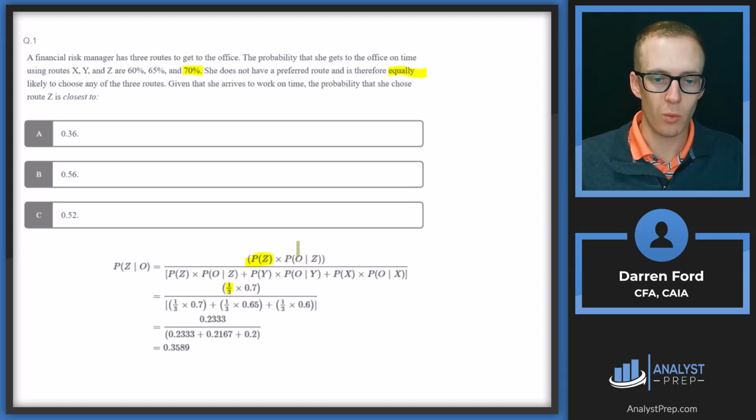And then in the denominator, we're going to be dividing this by all 3 of the different outcomes. So we're going to take that first outcome, probability of Z, times the probability of getting there on time using route Z, 70%. And then we're going to do the same thing for these other 2 routes. So it's going to be 1/3 times 65% for this Y portion, and then 1/3 times 60% given this X portion. And so when we work that through, we get 2.3333 divided by 2.333 plus 2.167 plus 0.2, which gives us 0.3589. And we round that up to get answer A.